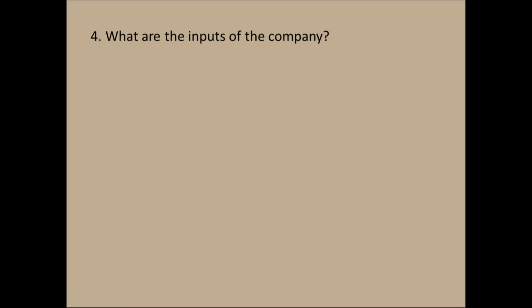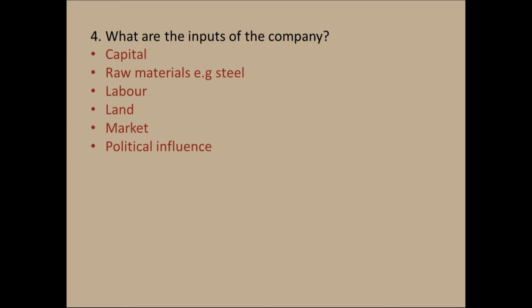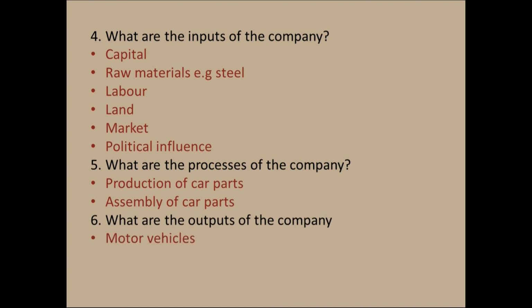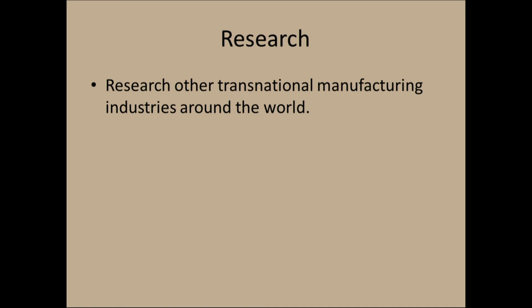The next question, what are the inputs of the company? Let's see if you remember the different inputs. Capital, money for investment, for development and research. Raw materials like steel, labor, highly skilled labor. Okay, so land, market, and political influence. Now, what are the processes of the company? There were only two: production of car parts and assembly of car parts. And finally, what are the outputs of the company? Motor vehicles and capital.